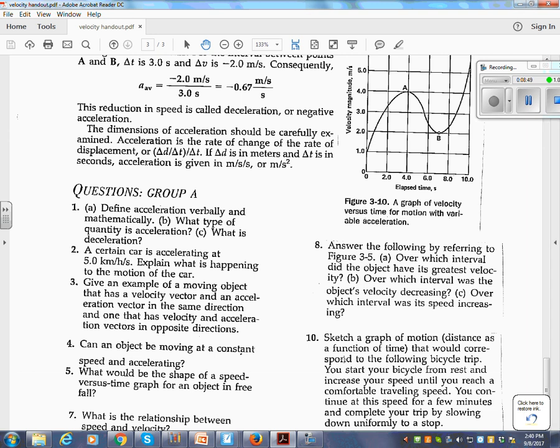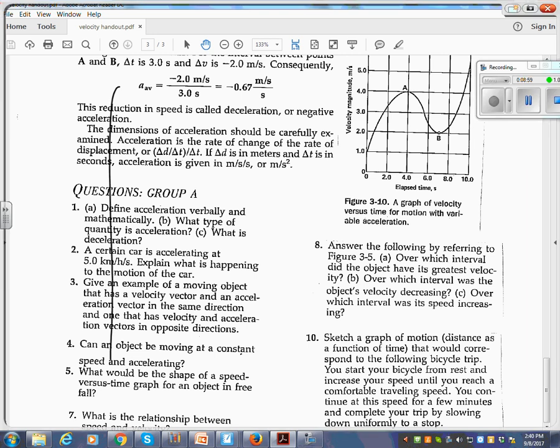Okay, last one. Sketch a graph of motion, distance as a function of time, so a position time graph, that would correspond to the following trip. You start your bicycle from rest and increase your speed until you reach a comfortable traveling speed. You continue at this speed for a few minutes and complete your trip by slowing down uniformly to a stop. So you're going to speed up. Comfortable traveling speed is going to be straight, not flat, because this is a position time graph, right? And then you slow down.